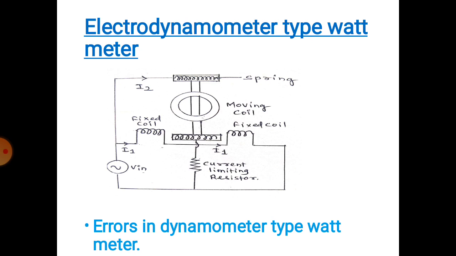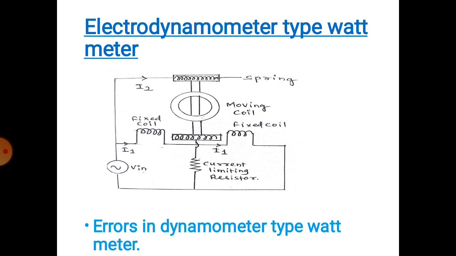So when the supply is given, current I1 flows through the fixed coils and current I2 through the moving coil. Both fixed and moving coils are air cooled. Spring control is used. Air friction damping is used. These wattmeters are fitted with mirror type scale and knife edge pointers.